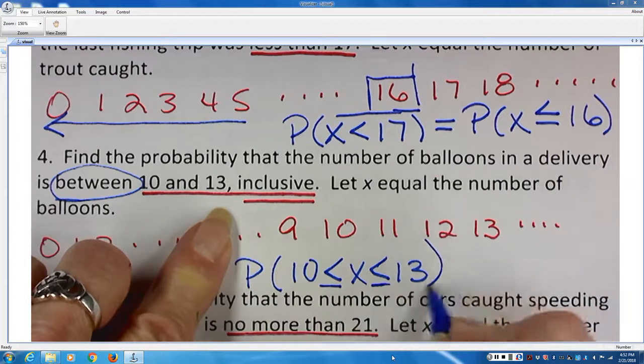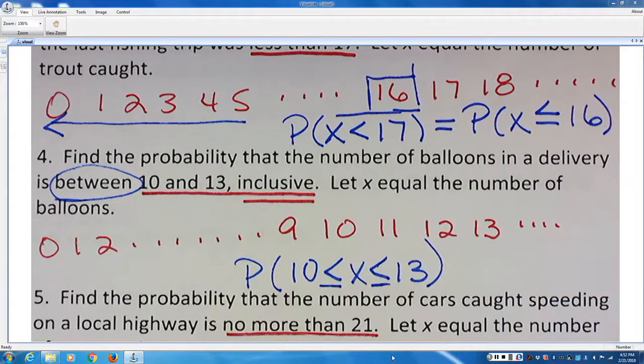The fact that it said inclusive just means that you include an equal sign. That's all there is to it. Just remember that if it's between two numbers, the arrows always go left, never right. 10 is never bigger than 13. Okay?